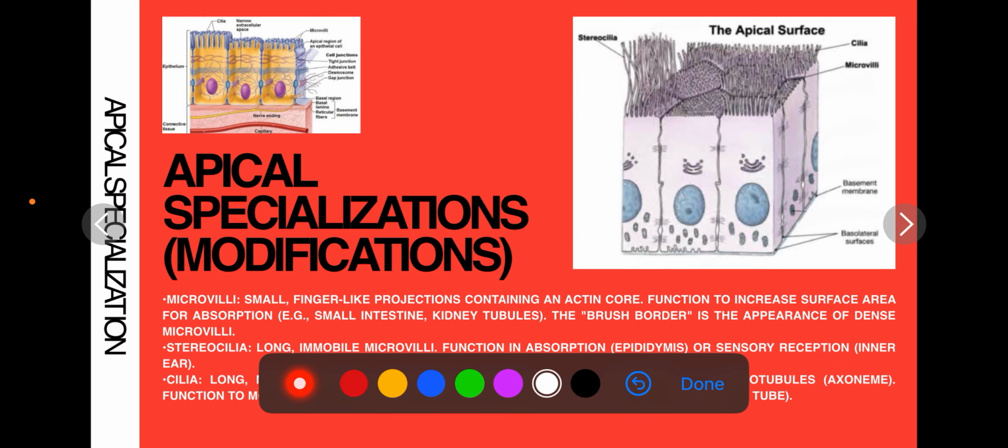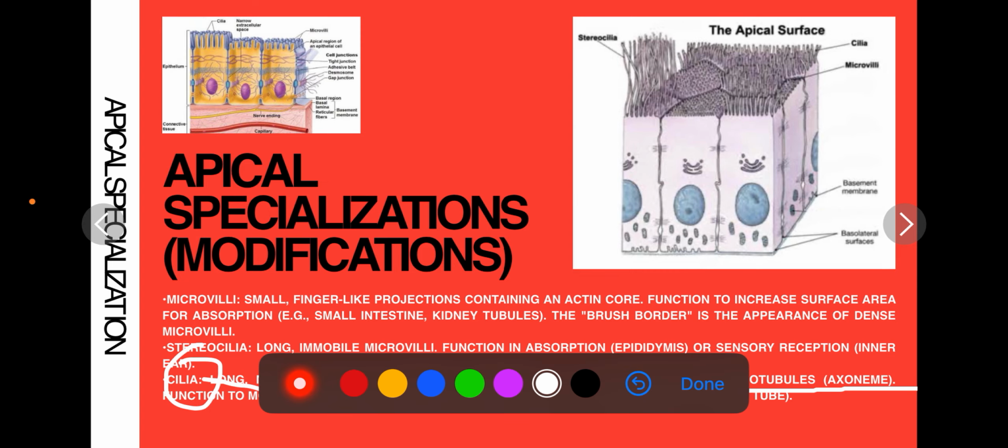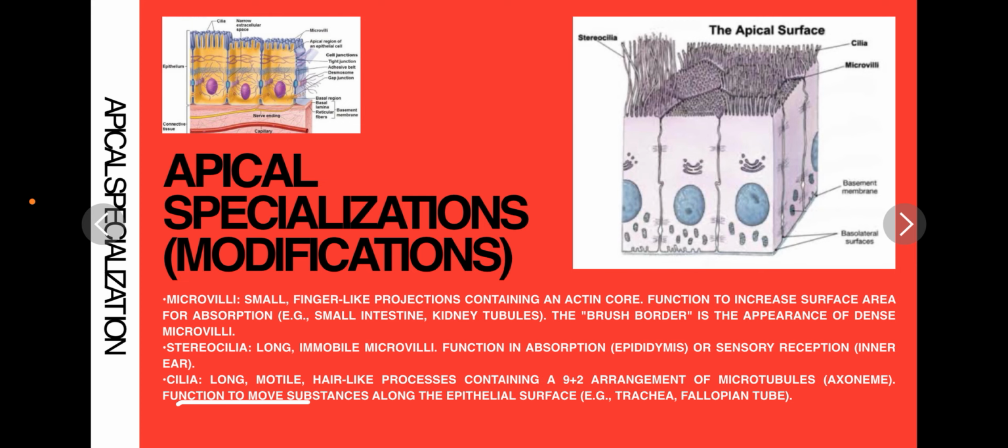Well, let's go to the cilia now. In the cilia, there are long motile hair-like processes containing something called a 9+2 arrangement of microtubules. Don't focus on this. These are called axonemes. This is something that the histology people want to know. Their function is to move substances along the epithelial surfaces, and examples for these are the trachea and the fallopian tube.